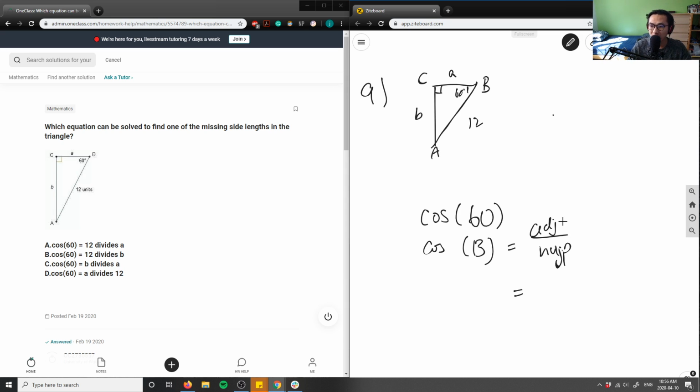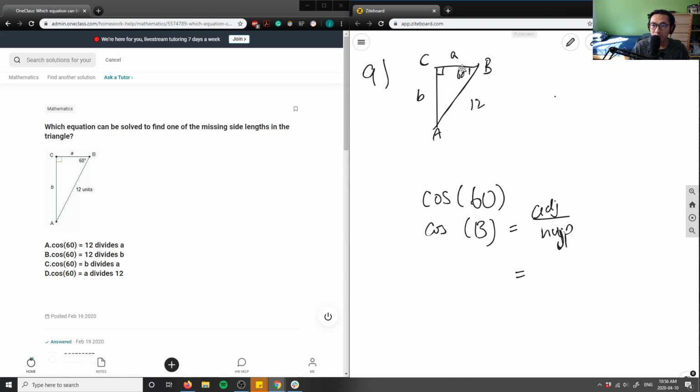So here I have adjacent over hypotenuse, which means cos of b equals adjacent, which is the a here in this case. A is the adjacent to the angle divided by the hypotenuse, which is 12. Adjacent here is denoted by BC, or you can say it's a divided by hypotenuse, which is just 12, or a divided by 12. So this here is my correct answer. A divided by 12 would give us the cos of b, or cos of 60 here.